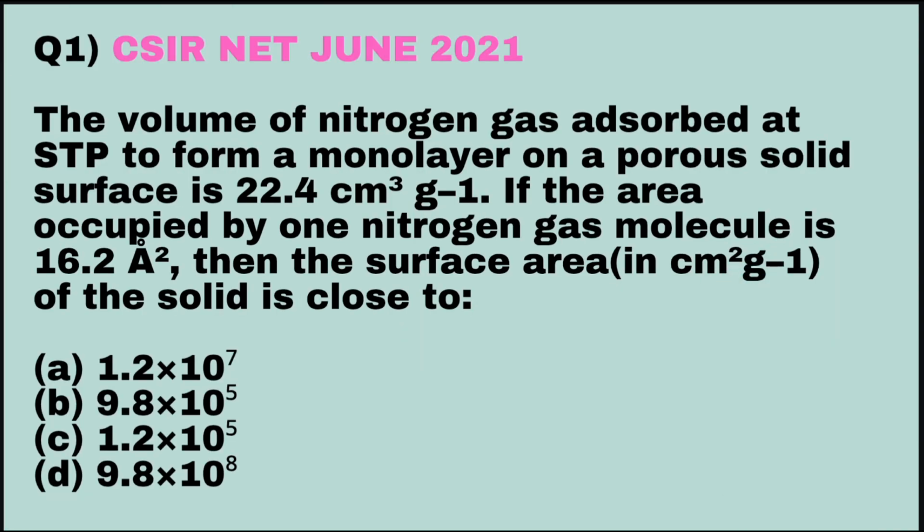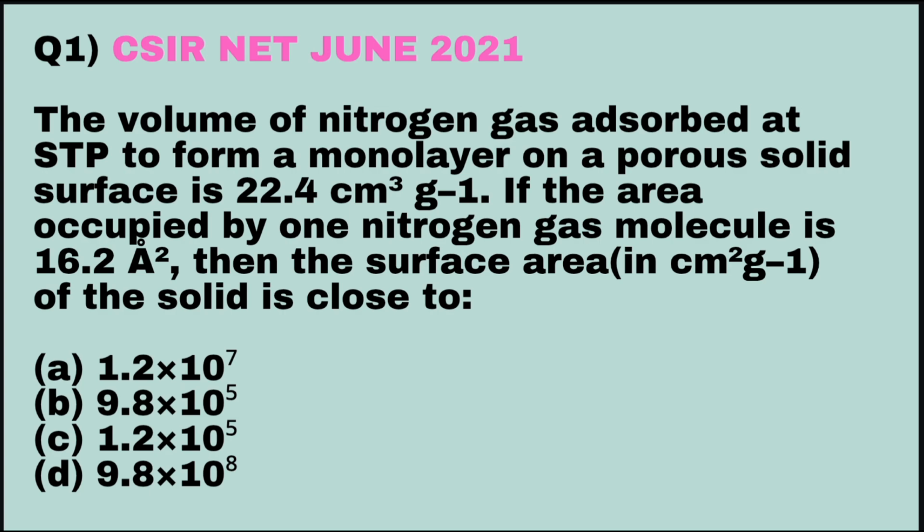Question 1 asked in CSIR NET June 2021. The volume of nitrogen gas adsorbed at STP to form a monolayer on a solid surface is 22.4 cm³ per gram. If the area occupied by one nitrogen gas molecule is 16.2 Å², then the surface area in cm² per gram of the solid is close to.